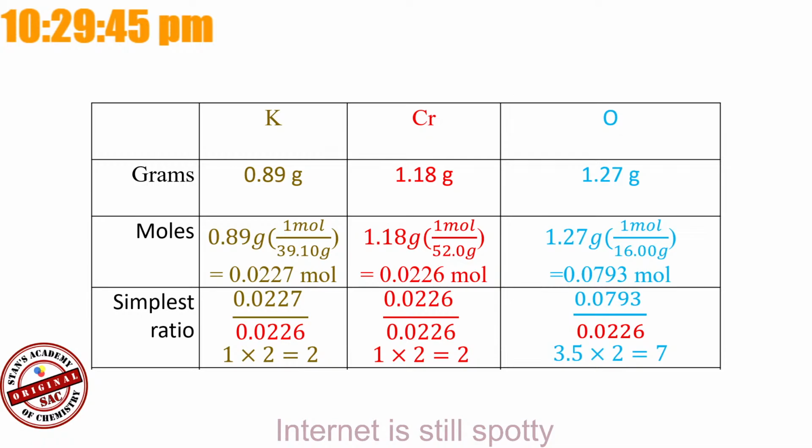if you look at the final screen, probably it'll come up. Potassium, when you multiply it by 2, the final answer would be 2. Chromium would be 2, and oxygen would be 7. So you can have the empirical formula of the compound. It will be K2Cr2O7, and that's how you obtain the final answer.